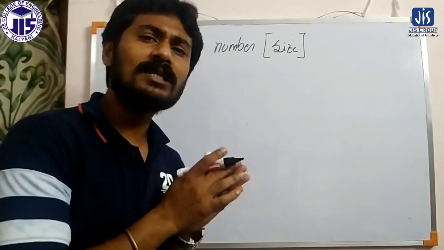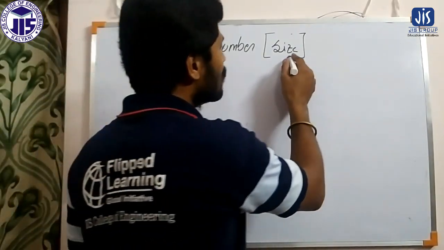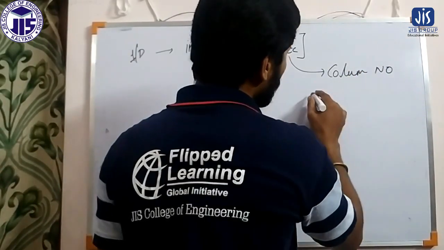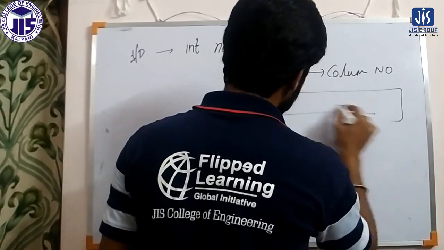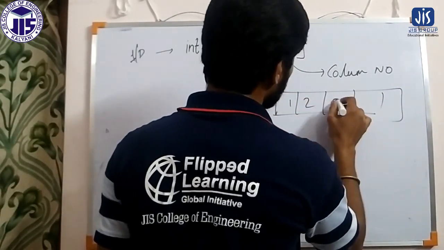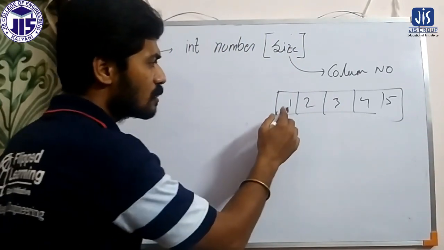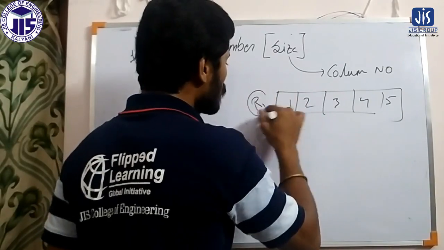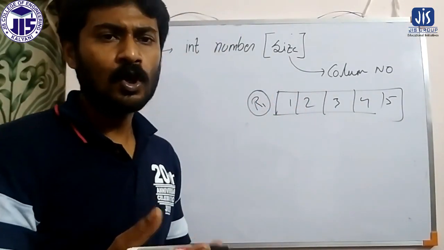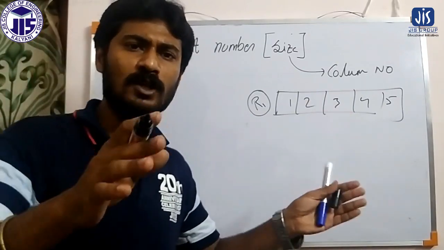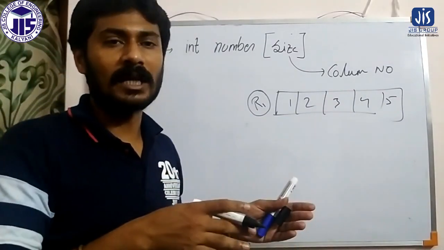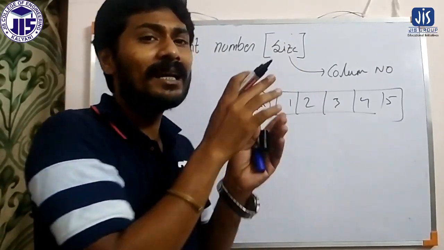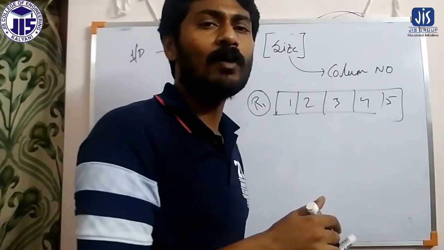Here only the size was enough because the size basically represents the column number. If I say 5, so 1, 2, 3, 4, 5, this is the size, that is, 5 columns. So the size represents the number of columns, and the row count is fixed, only one row in a one-dimensional array. So we need not mention the row size. Row size is fixed at one. We only mention the column size, which is variable. Through this size we represent the number of columns in a one-dimensional array.